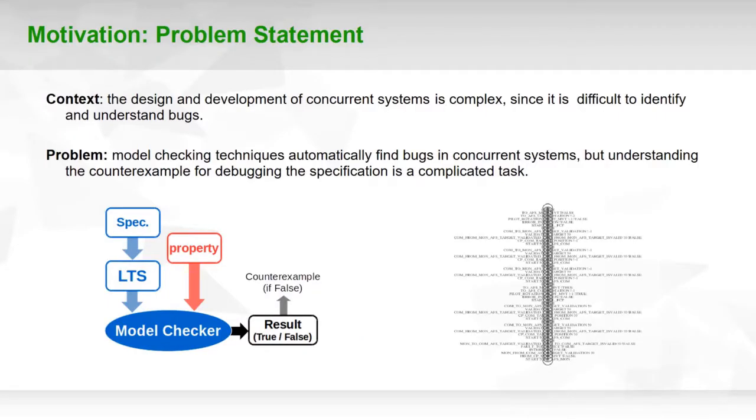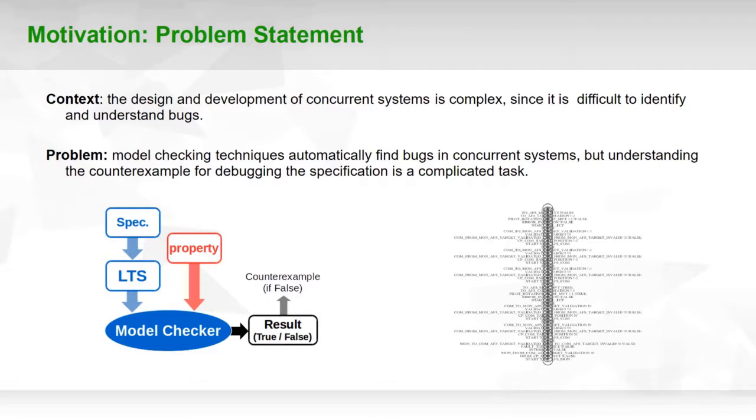Concurrent systems are difficult to develop because of complex bugs. Model checking allows us to detect these bugs in these systems. In particular, a model checker takes as input a model of the system and a property. If the property is not satisfied, it returns a counterexample. Counterexamples are difficult to understand because of the high number of actions they contain.